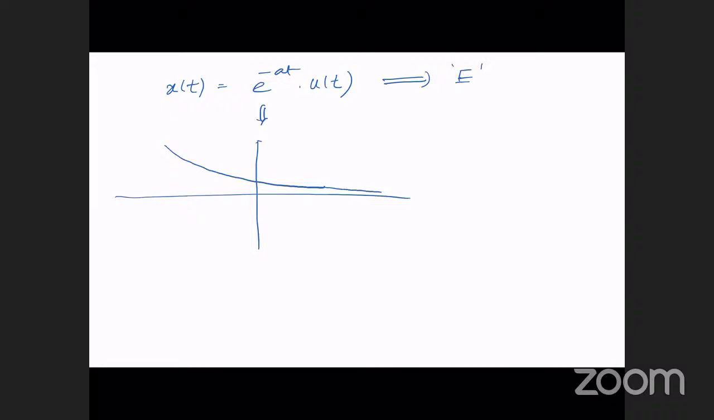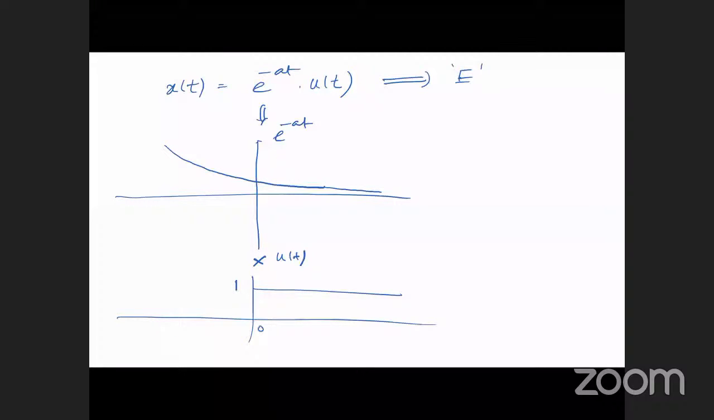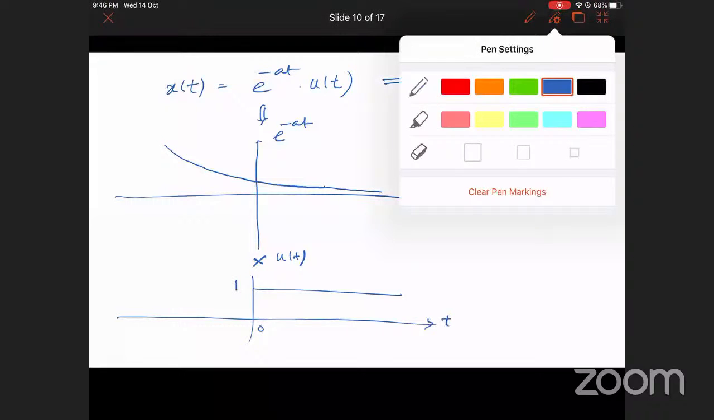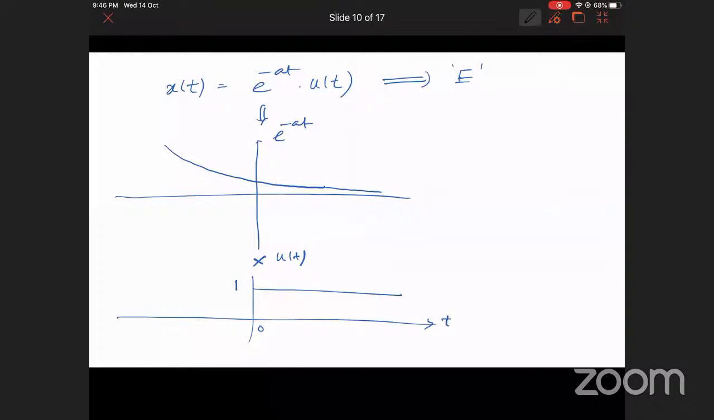This is actually the curve of e to the power -at, correct? This is e to the power -at, which you are multiplying with u of t. You are multiplying with u of t, which is 1 for right hand side and which is 0 for left hand side, isn't it? So when you start multiplying, guys, here you can see this is the curve and here it is 1, here the curve, and here it is 0, and guys, you are multiplying.